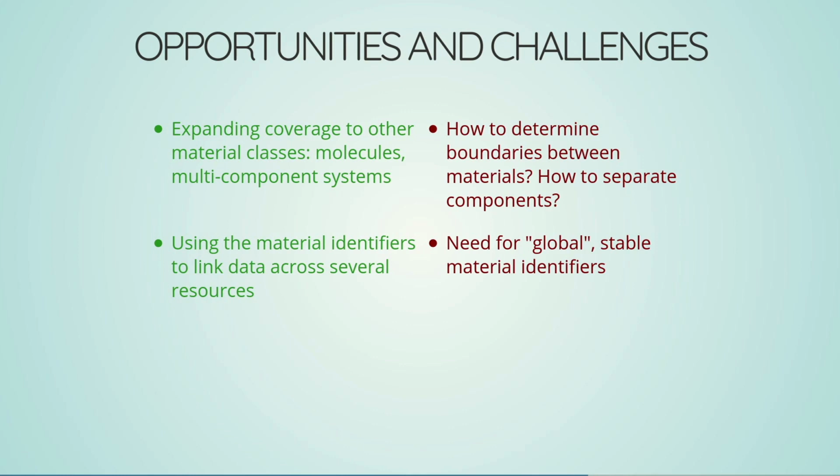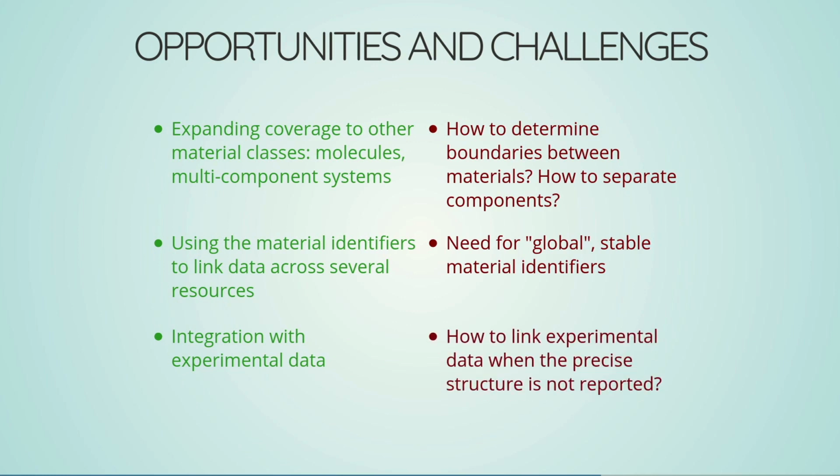The NOMAD Encyclopedia currently only contains data from computational sources. Integrating experimental data to the encyclopedia would allow us to build a more comprehensive materials information resource and allow easier comparison and validation of both computational and experimental results. One problem in this is that whereas computational data typically always contains the full structural information at the level of individual atoms, the experimental data often cannot be resolved at this level of detail. This makes it difficult to automatically link these two data sources together.